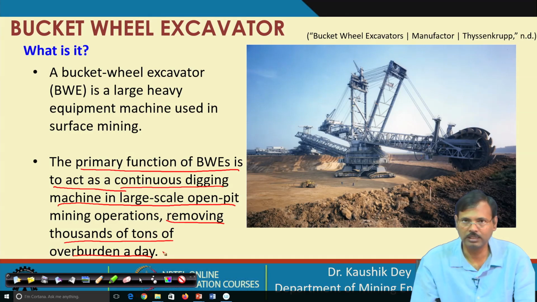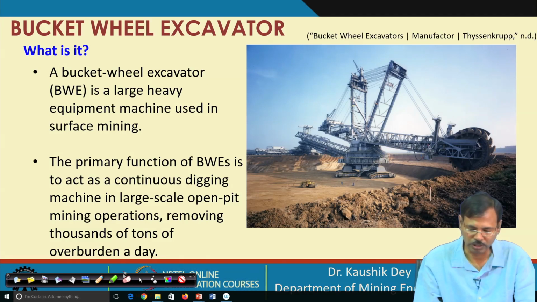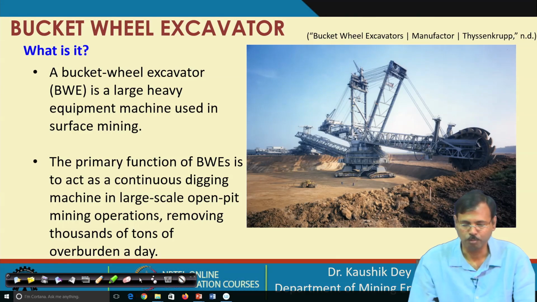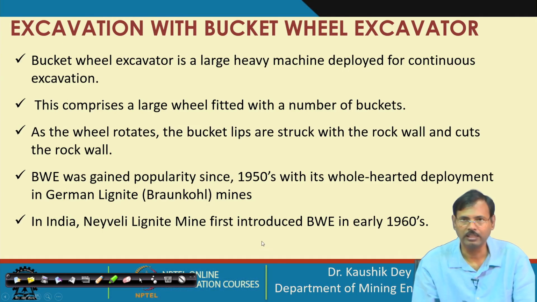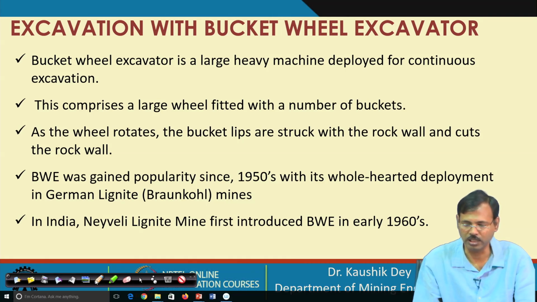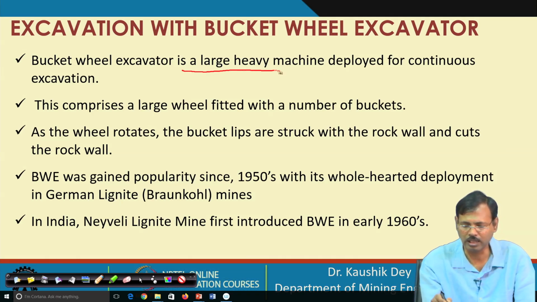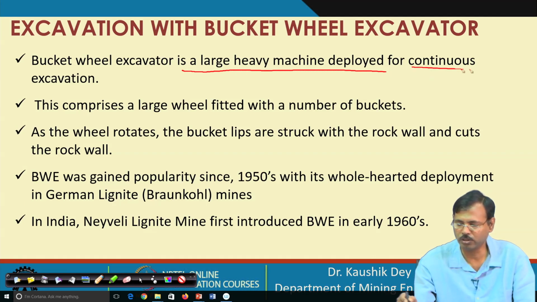Basically, this is a wheel comprising a number of buckets. These buckets fill with material and discharge it onto a continuous transporting system, and the production is achieved through that. So, the bucket wheel excavator is a very highly productive machine, and with its cutting efficiency, it is deployed in soft rock material for excavation. We can say it is a large heavy machine deployed for continuous excavation.